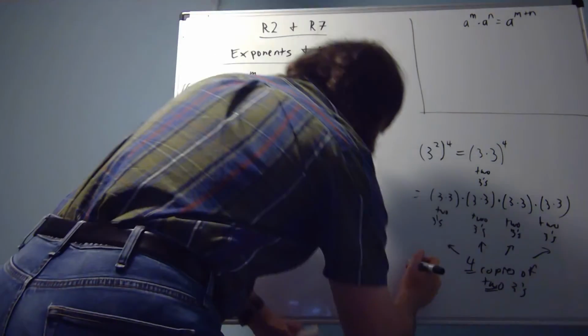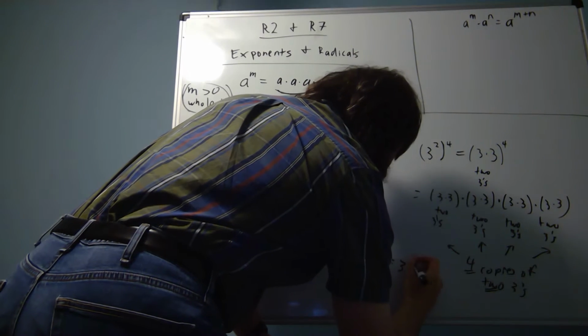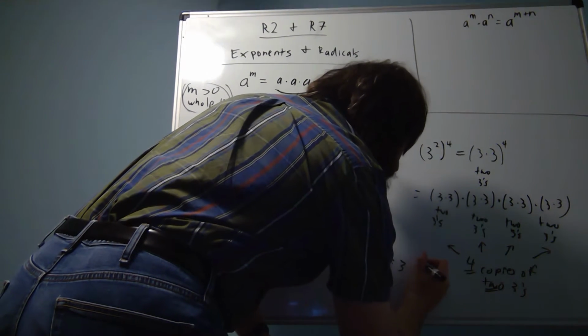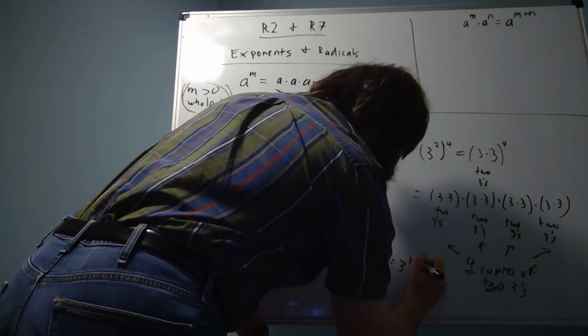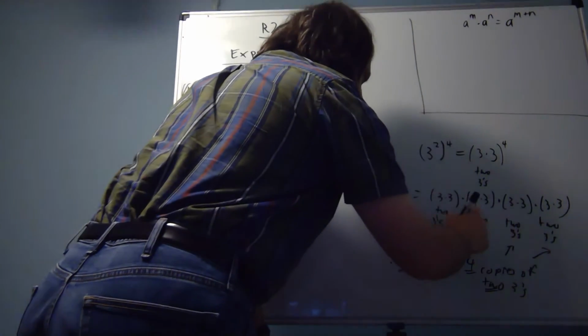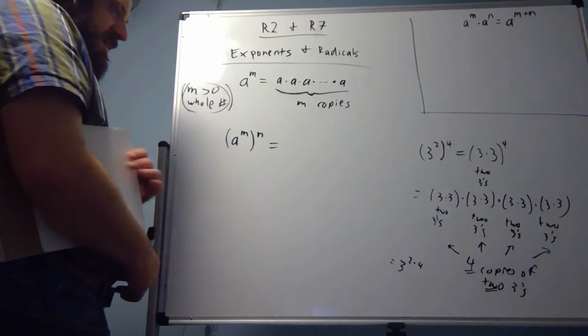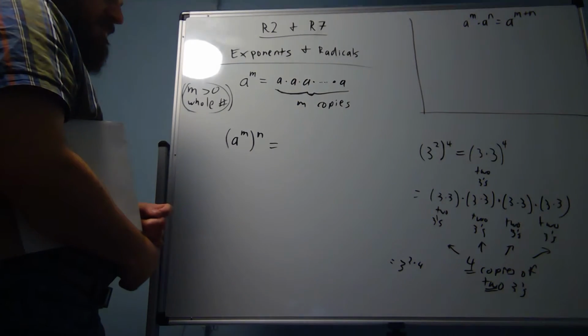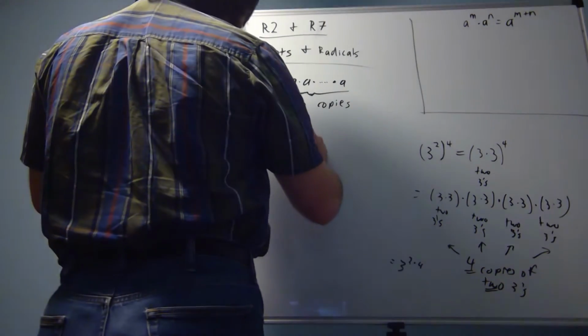So we've actually got 3 to the 8th. We've got 2 of them here, 2 here, 2 here, another 2 here. We've got a total of 8 3s multiplied out. And that's actually kind of the general pattern.